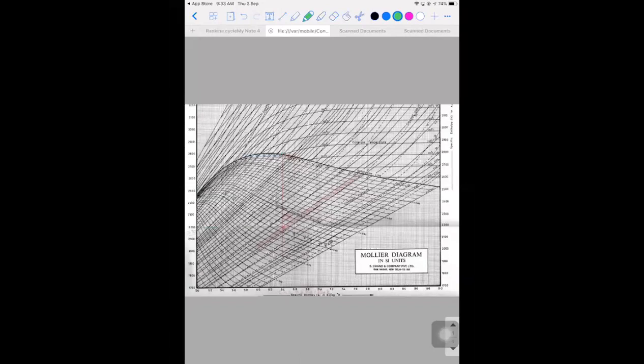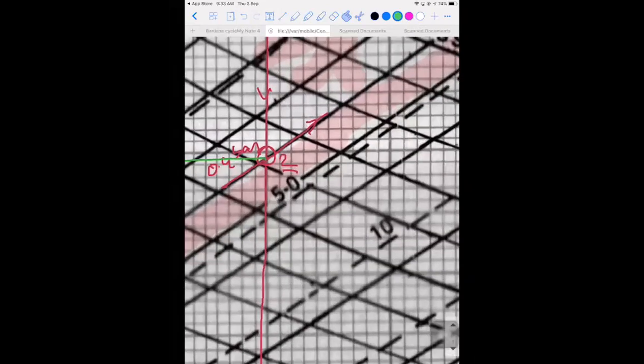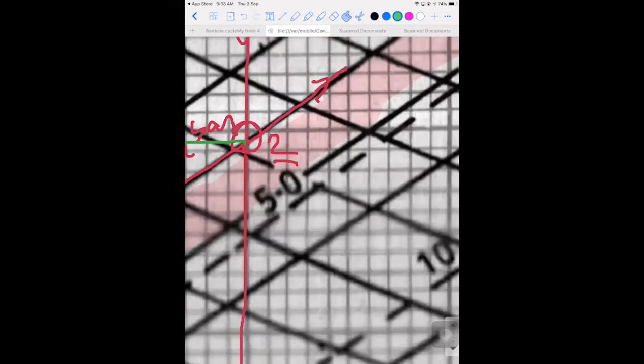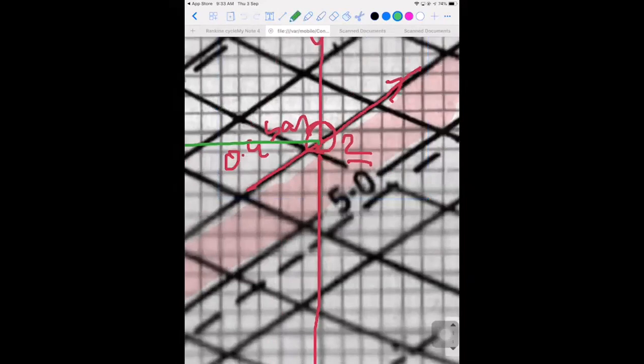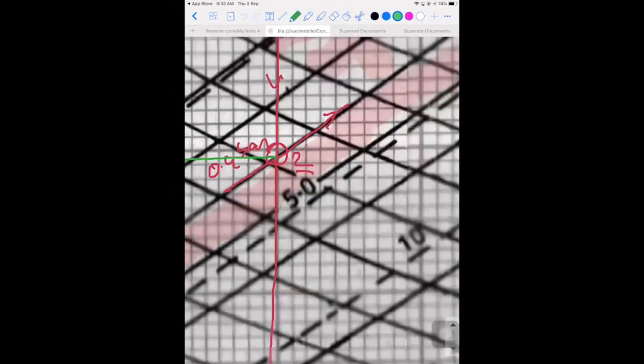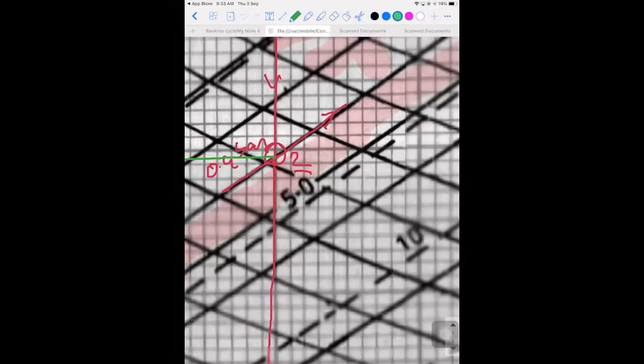Now I will check how to identify this X2. Yes, sir. This is my point 2. And through this exact point 2, nothing is passing, but nearby, this is the constant line. Yes, sir. And this is the constant line passing. I am going to identify this using this line. This is the curve I can show. This is the nearest, are you able to see?